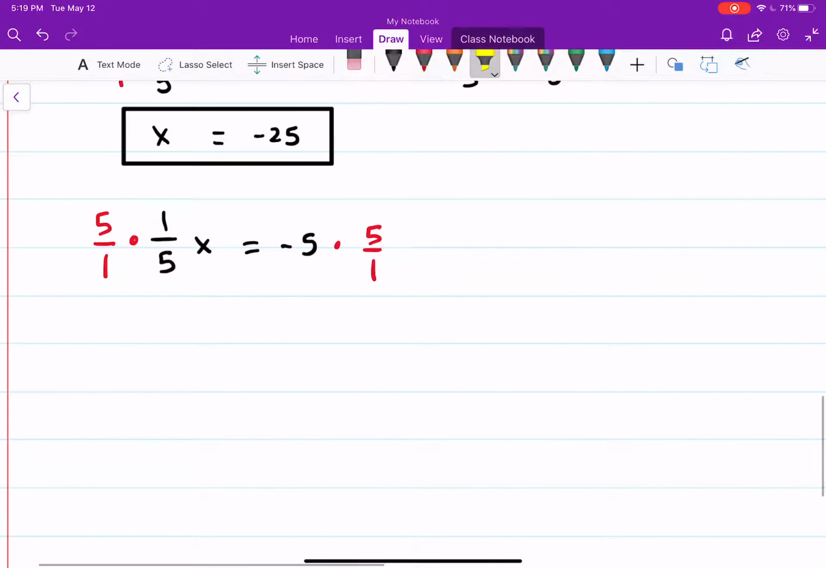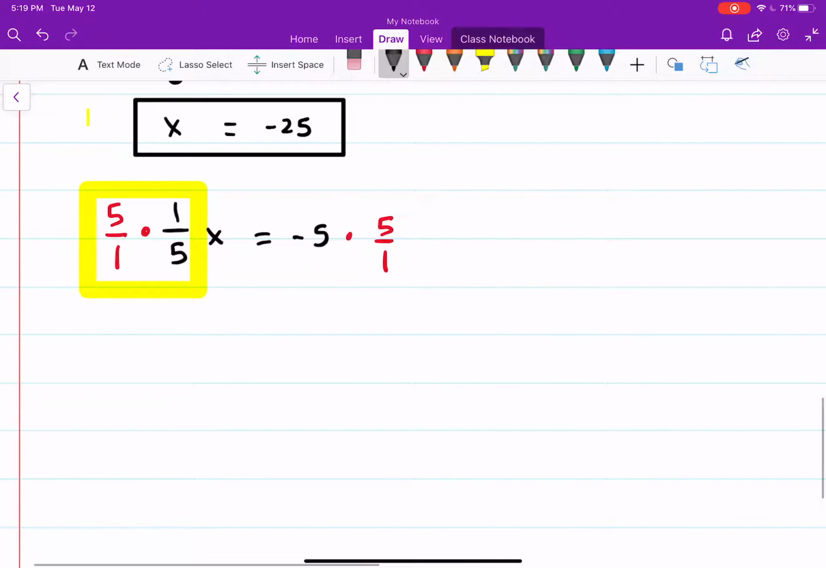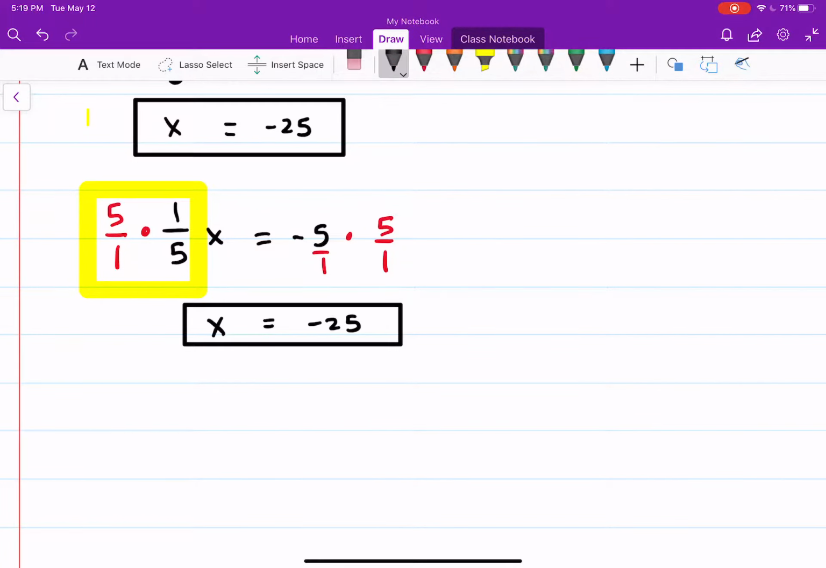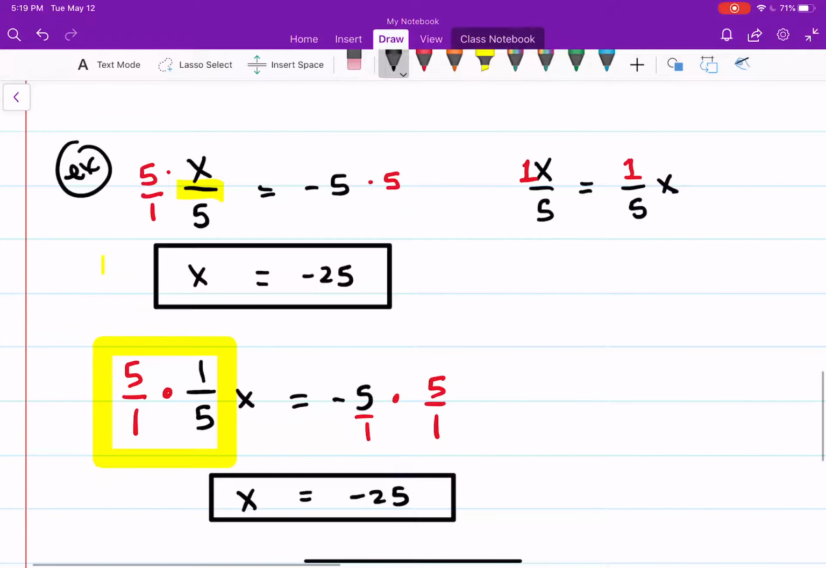So that means I gotta multiply this side by 5/1, okay? So this right here, you know what? Let's draw that box now, since I have it. This right here is going to give me a 1. Okay? So I'm just going to have an x left. On this side, if I put both of these over 1, well, top times top, bottom times bottom. So I'm still going to have -25/1, which is still just -25.